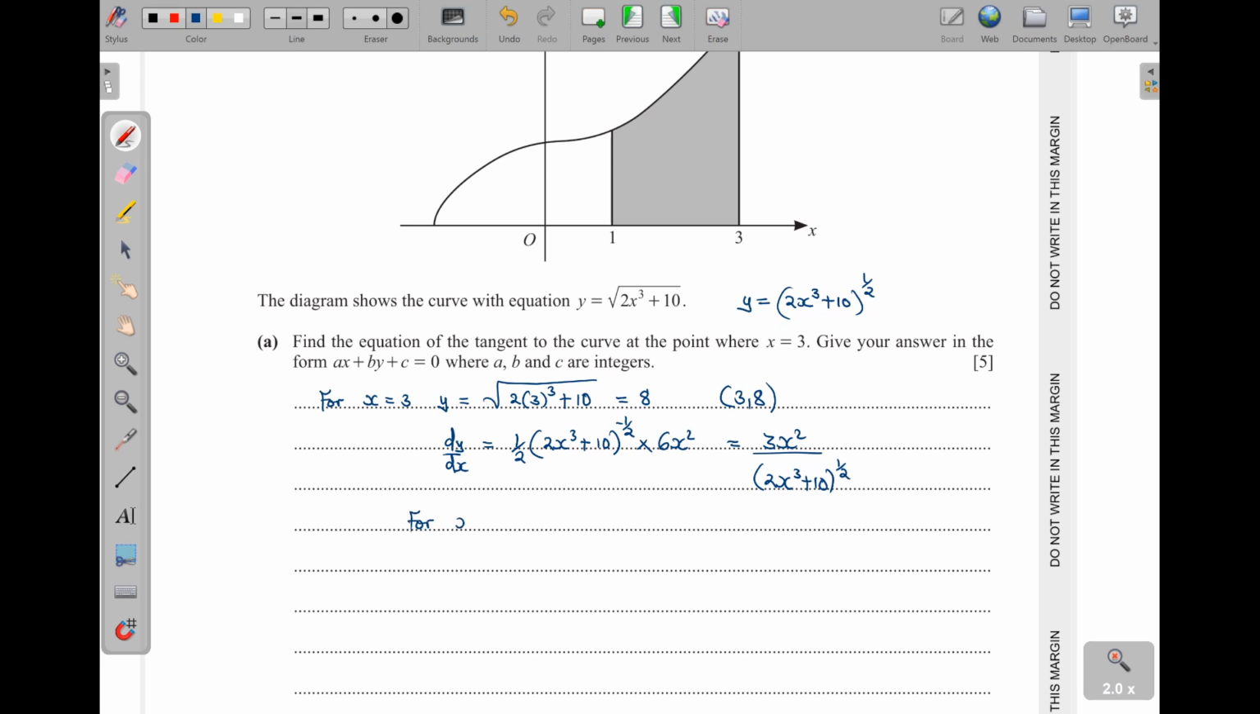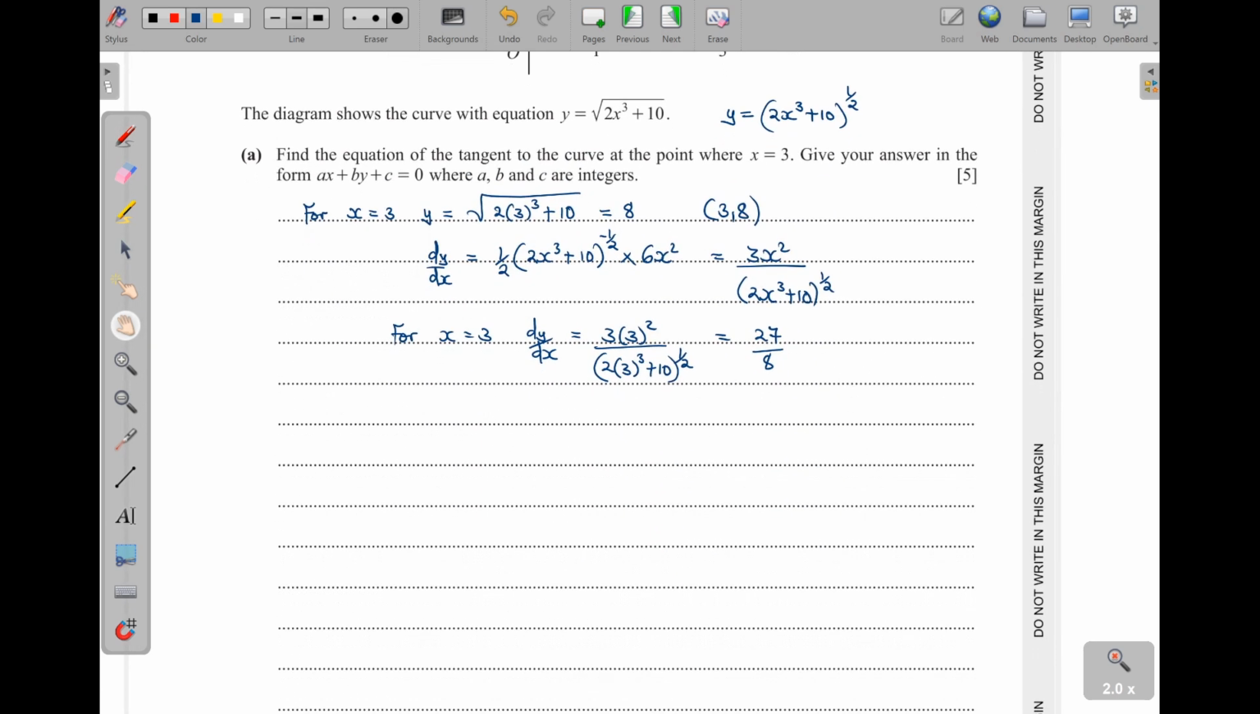Now for x is equal to 3, what will be the value of dy/dx? So the value of dy/dx will be, putting in 3, 3 into 3 squared. That, of course, will give us 27. And then down here, we have 2 times 3 cubed. 3 cubed is 27, times 2 is 54, plus 10. That is 64, okay? And then the square root of 64 will give us 8, okay? Now, that is the same as the gradient of the tangent.